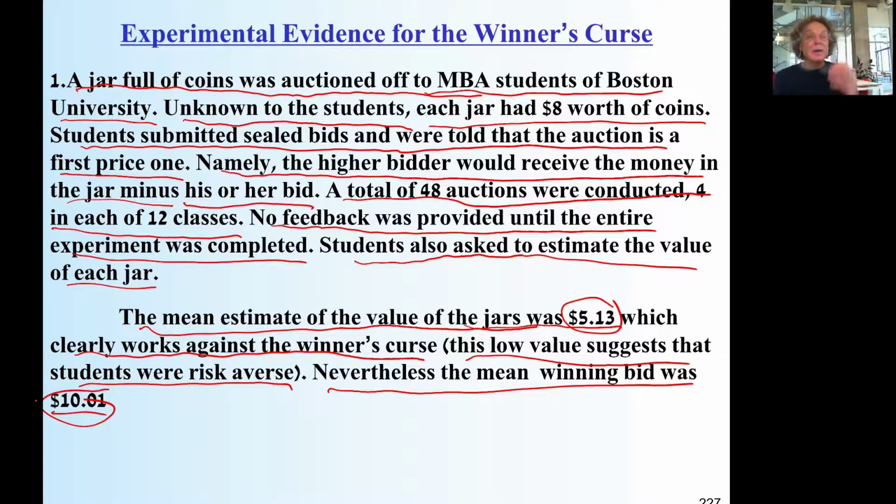It's enough that one of the students believed that the jar has $15 and he put $10 because he wanted to make $5, and therefore he paid $10. So you see, the average estimate was $5.13. However, the winning bid on average was $10.01. So quite amazing. Obviously, the one that won lost $2.01 because the value there was $8.